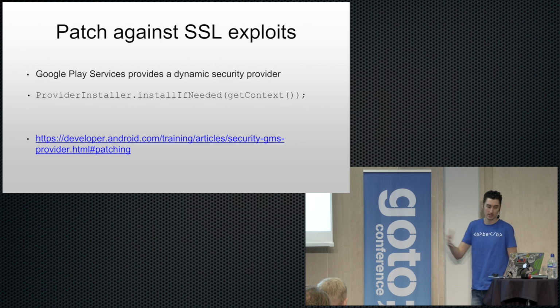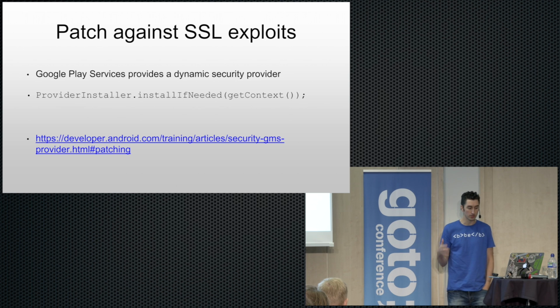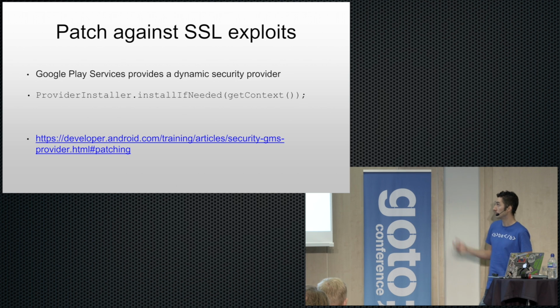So that provider will fix any issues in the system with any of the OpenSSL libraries and things like that. And actually, because it's an update of the cryptography provider, you can use that when you're doing standard encryption as well. So you can use that instead of Bouncy Castle. So that's it for networking stuff.